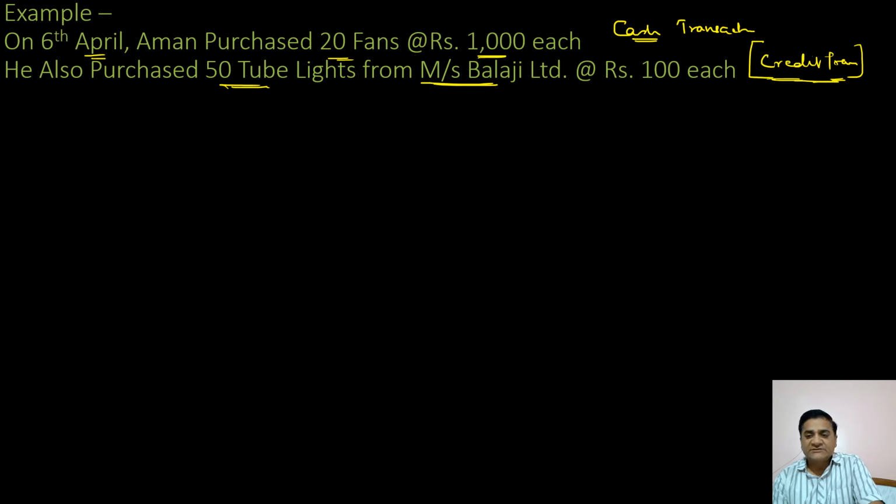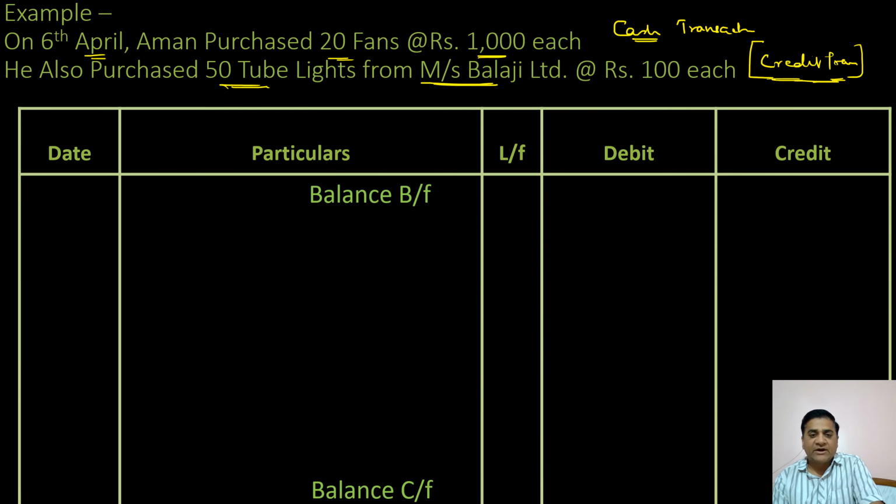So how do we pass the journal entry for these transactions? Let's have a look at that. The format would be the same. I need to start with the balance which has been carried forward from the last page. It was 20,000. So I would say the balance carried forward from the last page is 20,000. Then I need to enter the transaction. I have purchased this, so what are the two accounts involved? One would be the purchase account and the other would be the cash account in this case. In the second case, it would be the purchase account and then the creditor, namely Balaji Limited.